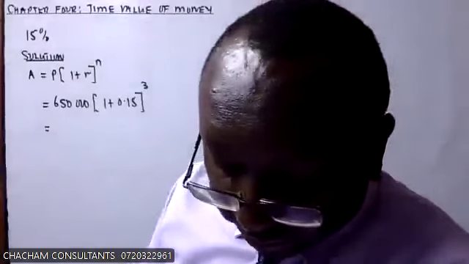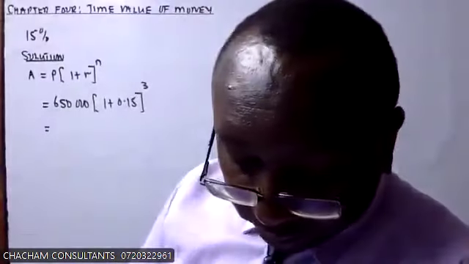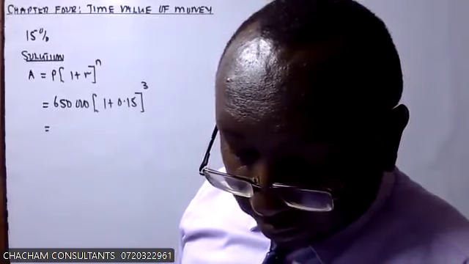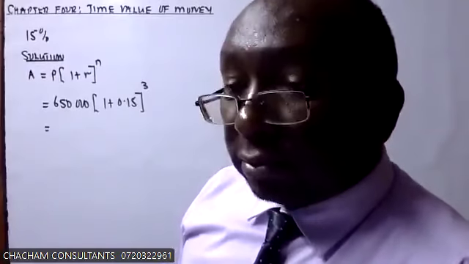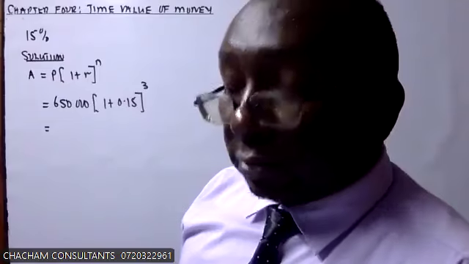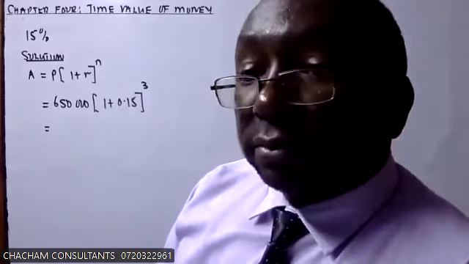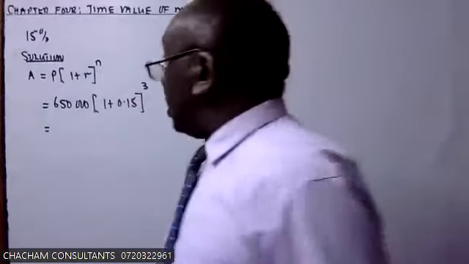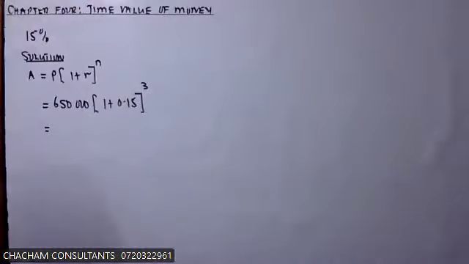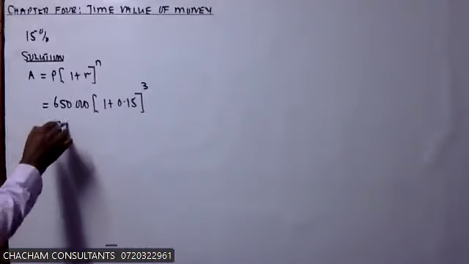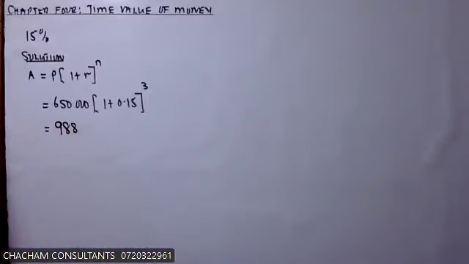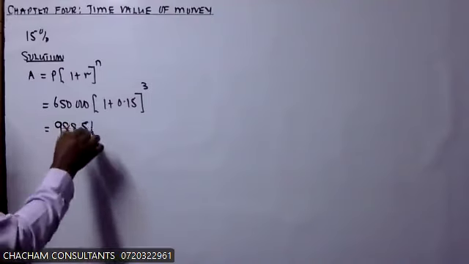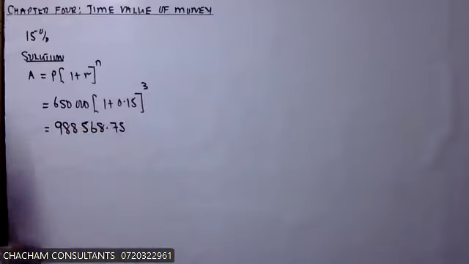I'm waiting for the answer. So 988,568.75. Okay, maybe you can type 988,568.75. Someone else to confirm. Make sure you say your answer.